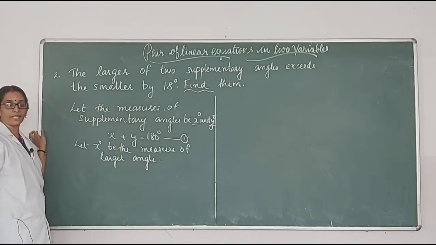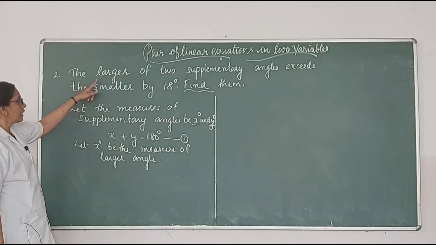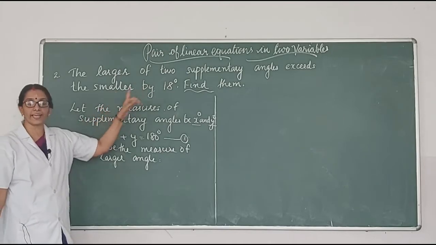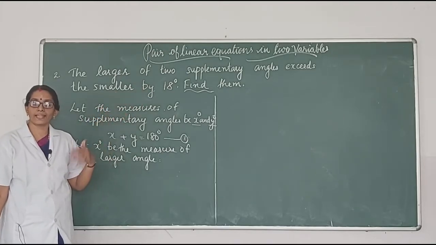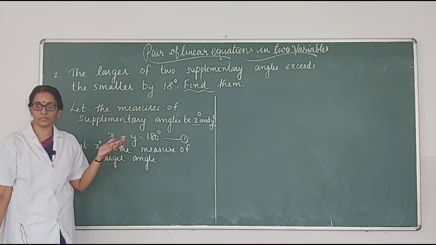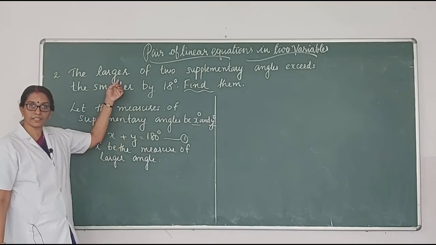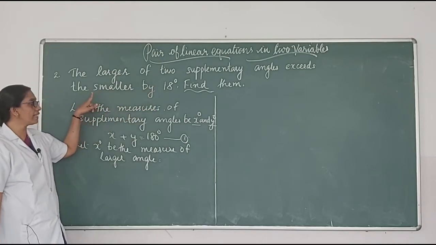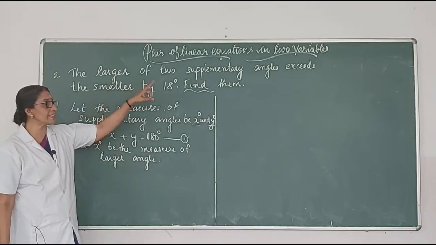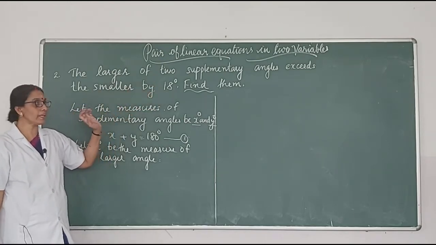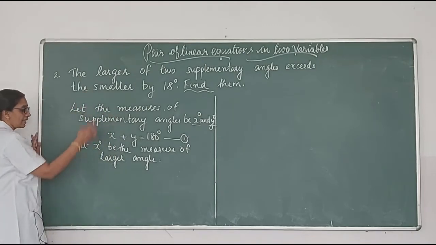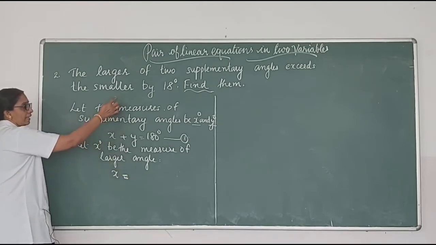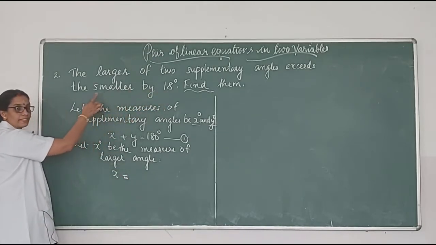Okay, so how can we write the second equation? The larger angle exceeds the smaller by 18 degrees. What does it mean? Exceeds means more. Okay, the larger angle is 18 degrees more than the smaller angle. Exceeds means more. So, the larger angle, that is x, is equal to 18 degrees more than the smaller one.